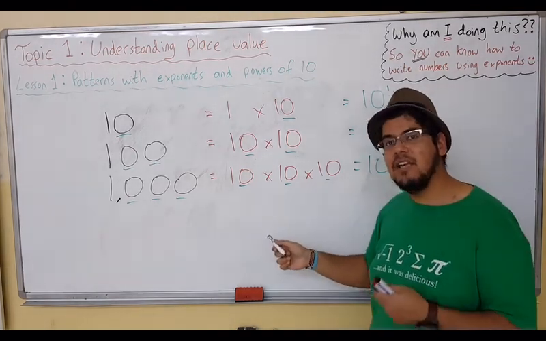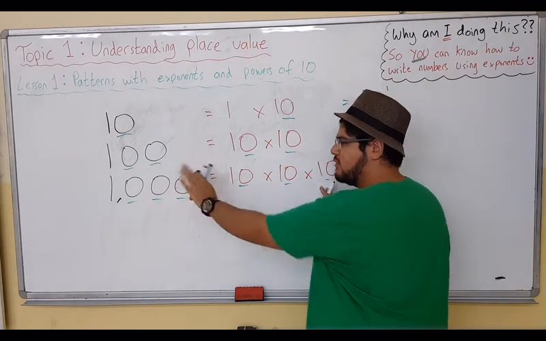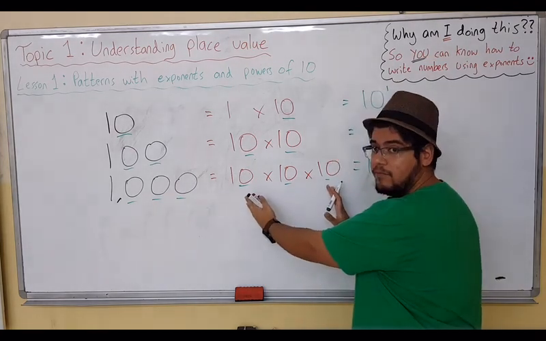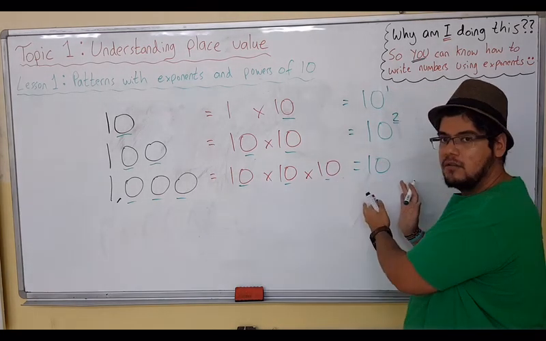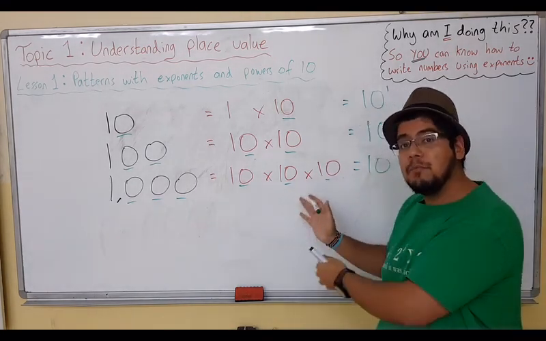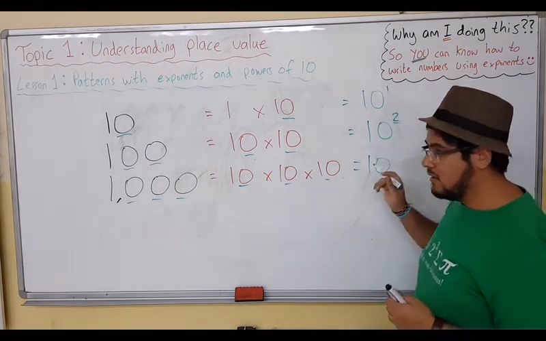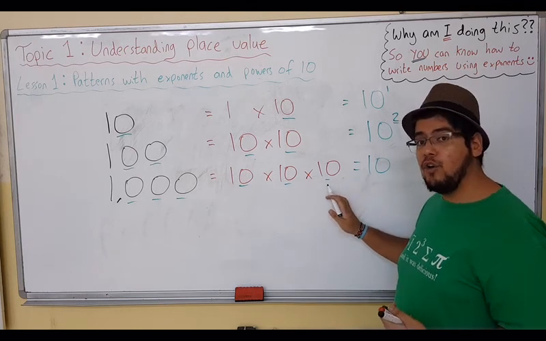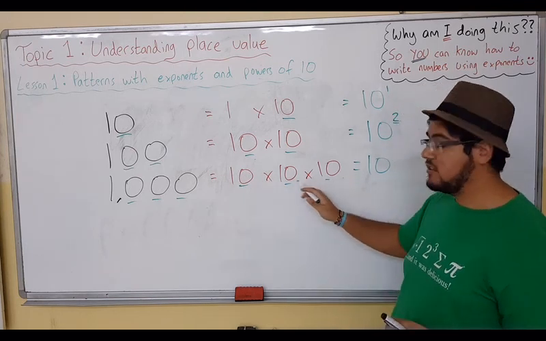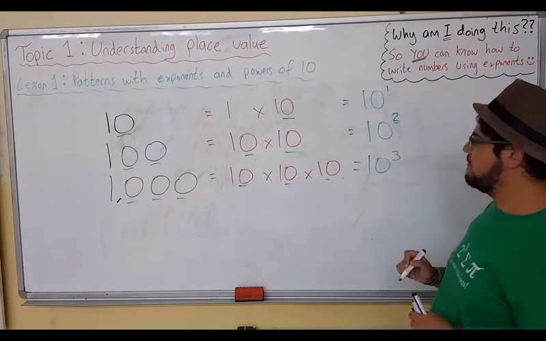How many times? 3 times. We can just see from here, imagine we ignore that, we want to turn these factors into a power. Well, 10 is being multiplied by itself 3 times. So 10 is the base, the big number. The little number is 3 because we have 3 zeros, or because we have 10 being multiplied by itself 3 times. And that's it.